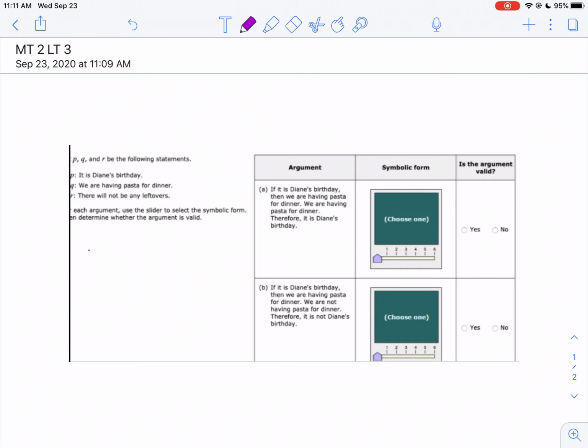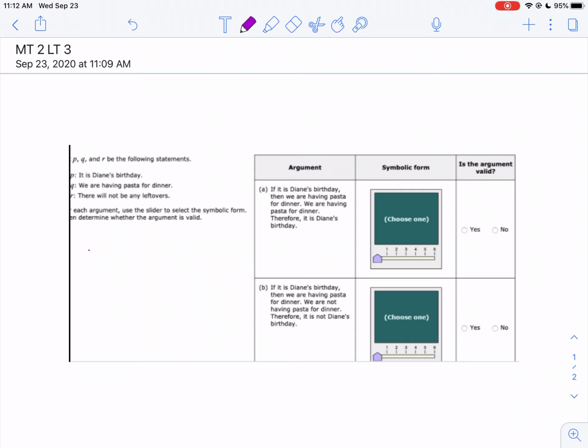When you see problems like this, we're going to use the slider in the middle, and we're going to pick the one that represents it. Notice on the left, we have our three variables. P is it's Diane's birthday. Q is we're having pasta for dinner. And R is there will not be any leftovers.